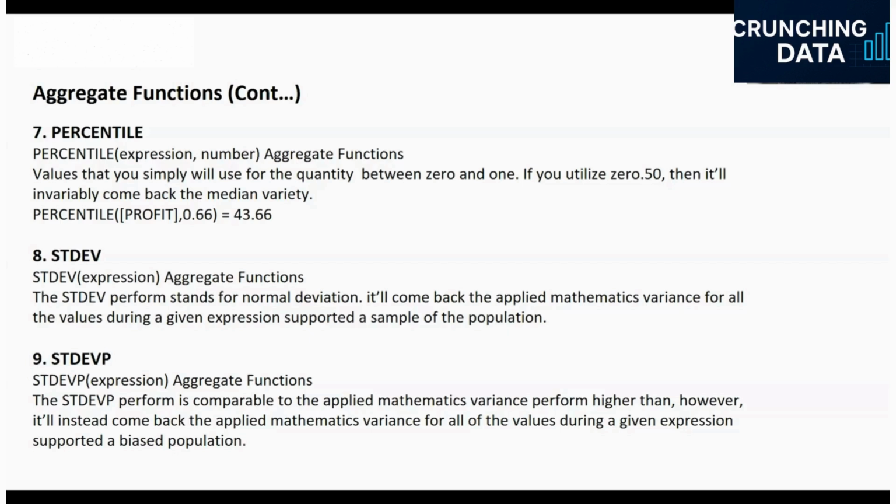Then we have the standard deviation and the population standard deviation. The standard deviation is given by STDEV and the population standard deviation is denoted by STDEVP. STDEV calculates the sample standard deviation, which measures how data points deviate from the mean within a sample. STDEVP calculates the population standard deviation, which is the standard deviation within the entire population. Both help you to understand the spread or variability of data. STDEVP is used when you have the data for the entire population, while STDEV is used within a sample.